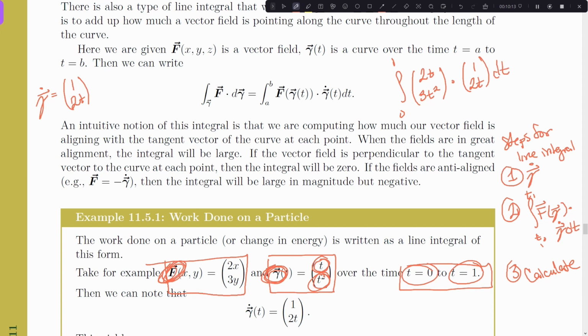From this point onwards, all I have to do is calculate. Right, so this shouldn't be too tricky. I'm actually going to compute my dot product. So the dot product here is going to be 2t plus 6t cubed dt. And we all know how to integrate 2t, that becomes t squared. 6t cubed becomes 3 halves t to the fourth. From 0 to 1, I'll end up with 1 plus 3 halves, also known as 5 halves.